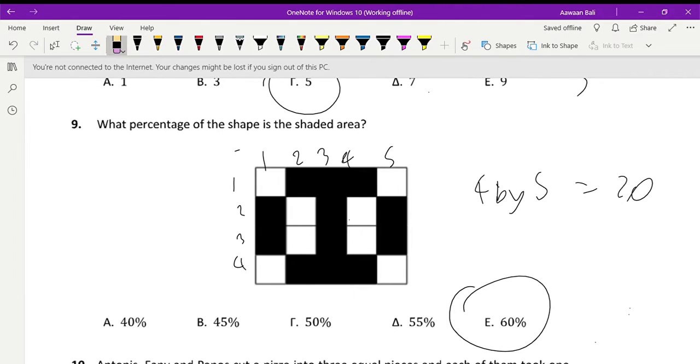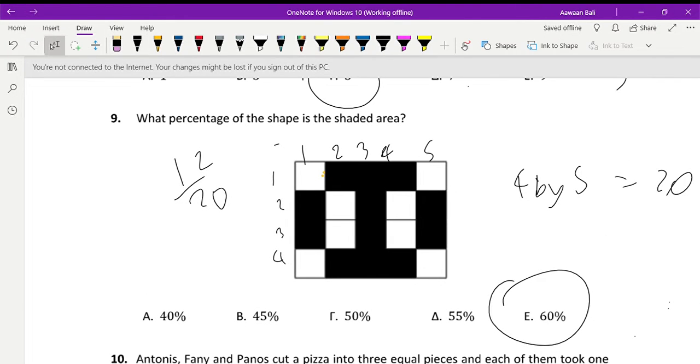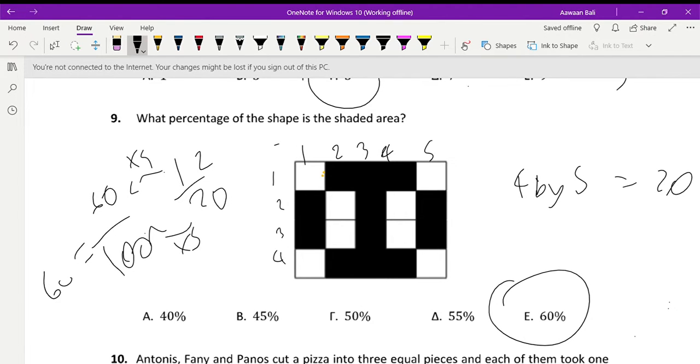And then we have 9. So 2, 4, 6, 9, and then 12. So basically 12 upon 20 is shaded. And since it's asking the percentage of the shaded part, and we know percentages are upon 100, you can multiply both sides by 5. So multiply by 5, you get 60 upon 100, which is equal to 60%.